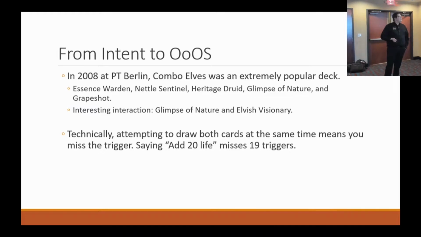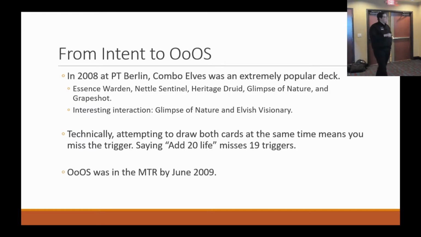But the problem is, if you attempt to draw both cards at the same time, you've technically missed the Glimpse of Nature trigger. Glimpse of Nature triggers on cast before Elvish Visionary enters the battlefield. So technically it should go cast Visionary, draw a card, Visionary enters, trigger resolves, draw a card. There was also the article listed this, I couldn't find any other information about it, but it listed that there was a line of play that ended with, and I gained 20 life from Essence Warden. Technically, he missed 19 of those triggers. And this was back in a time when missing triggers led to game loss pretty consistently because we didn't have the nice and intuitive rules that we have today.